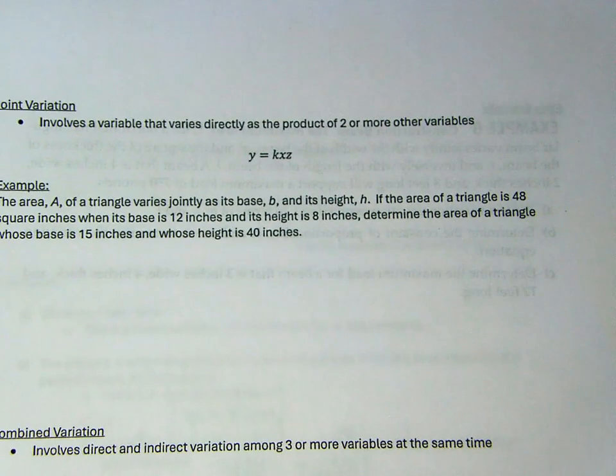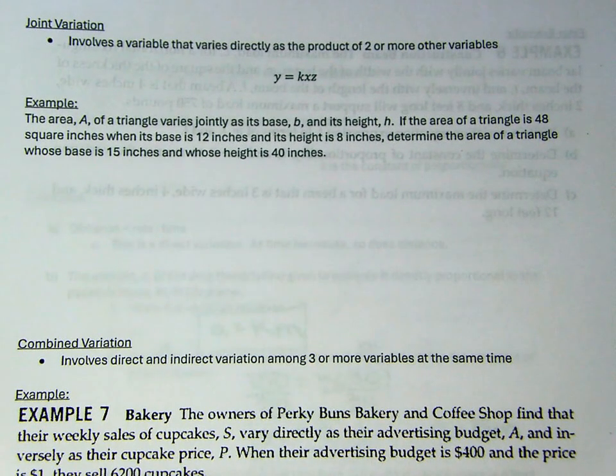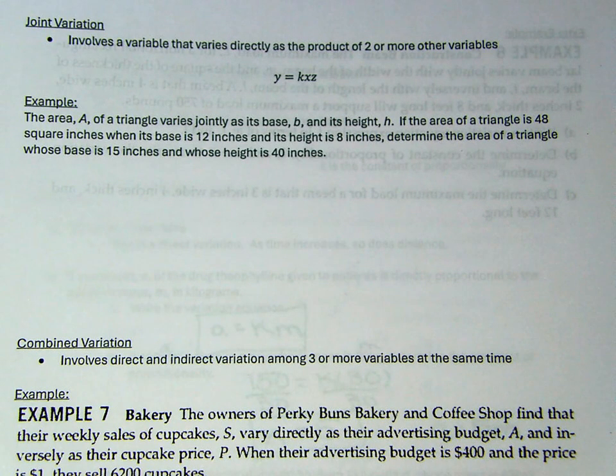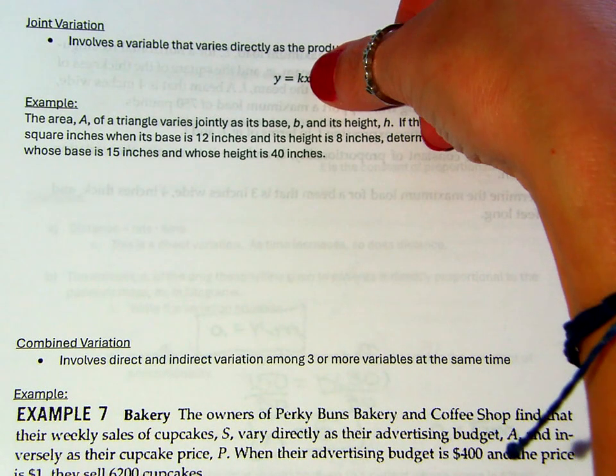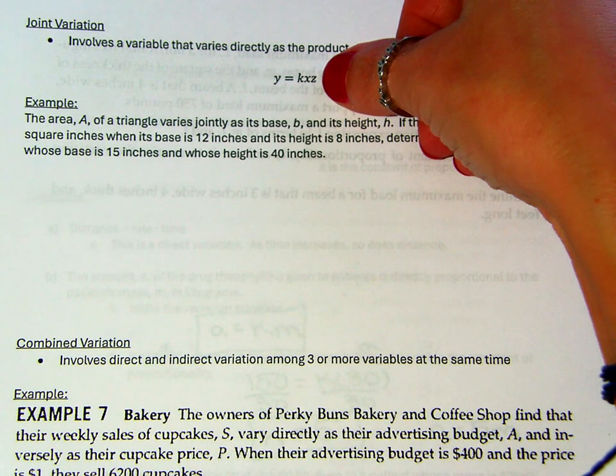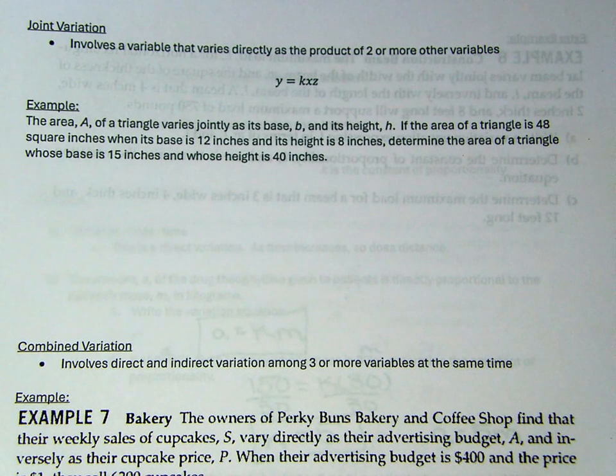All right, let's flip over. We've got two more types of variation. Yep, two more types of variation. Joint variation involves a variable that varies directly as the product of two or more other variables. So this one is direct variation, but you have more than one variable at play. So instead of just y equals k times x, I now have y equals k times x times z. I've got more stuff involved. And so the example we're going to look at is the area of a triangle. The area of a triangle is a very good example of joint variation.